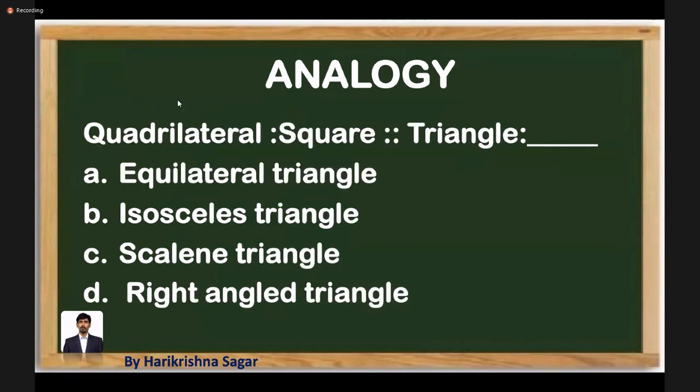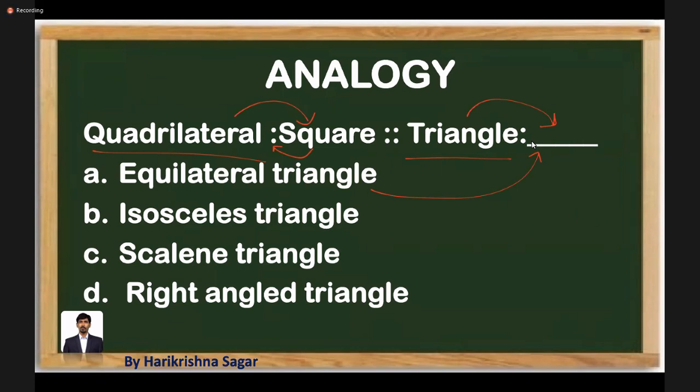Look at the next question. Quadrilateral, square, triangle is what? Quadrilateral is a general figure. Square is a type of quadrilateral where all sides are equal. Triangle is a general figure. Equilateral triangle is a figure where all sides are equal. Angle between any two is going to be 60. Answer choice must be equilateral triangle.